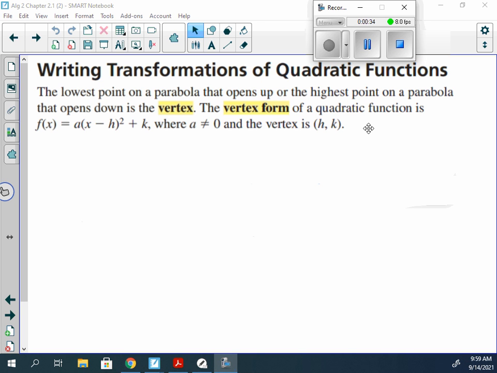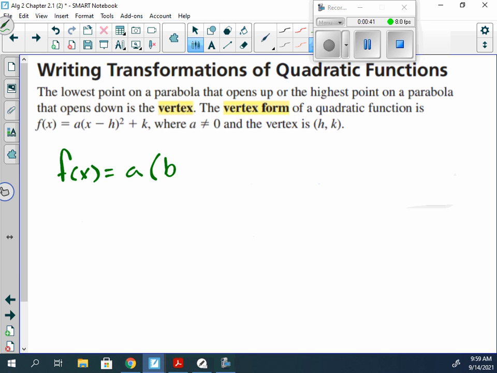Now they do give us this form again, but really I like a parentheses bx minus h squared plus k. I really like this version better because the one that I wrote down really takes into account our horizontal stretch or shrink. The other one doesn't have a value for it. We just have to assume it's there and go from there. So I like this a little bit better.